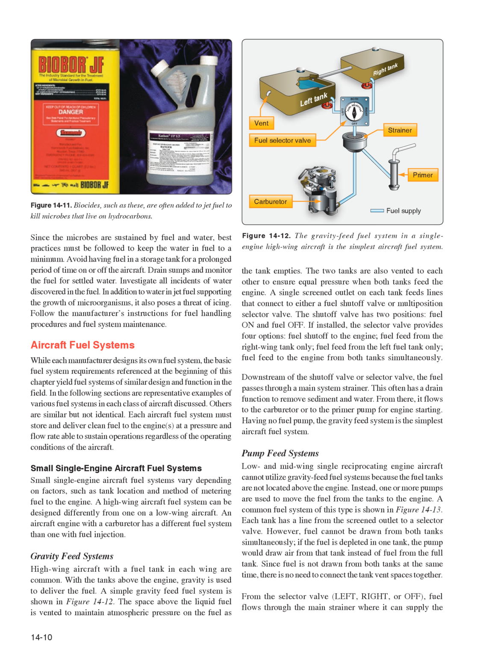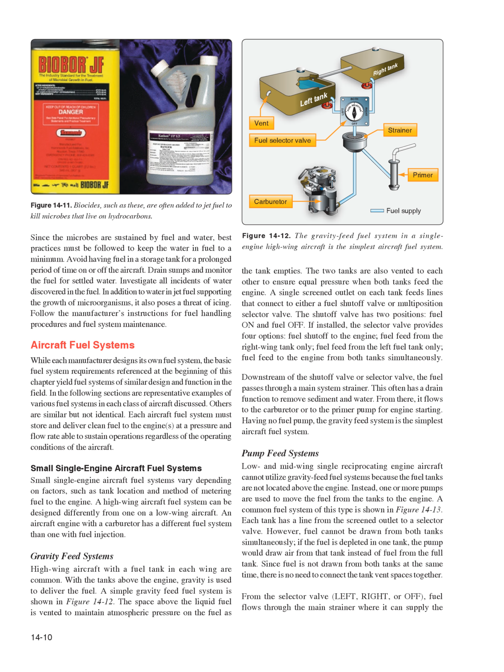Aircraft fuel systems. While each manufacturer designs its own fuel system, the basic fuel system requirements referenced at the beginning of this chapter yield fuel systems of similar design and function in the field. The following sections are representative examples of various fuel systems in each class of aircraft discussed. Others are similar but not identical. Each aircraft fuel system must store and deliver clean fuel to the engines at a pressure and flow rate able to sustain operations regardless of the operating conditions of the aircraft.